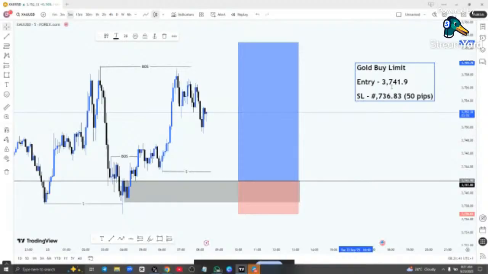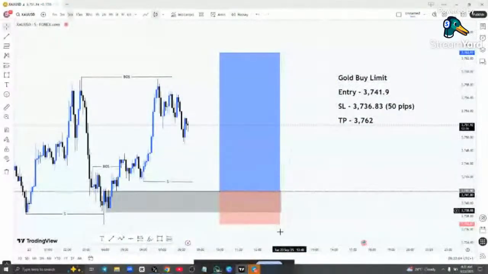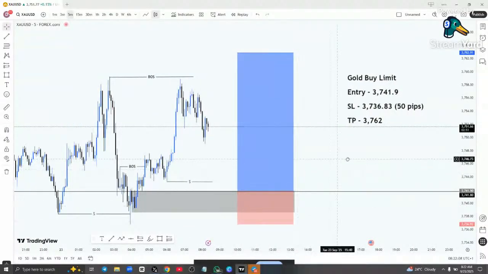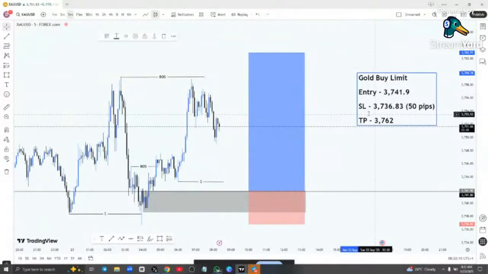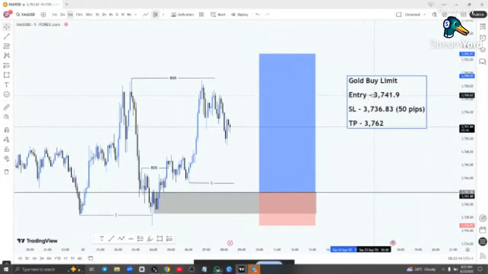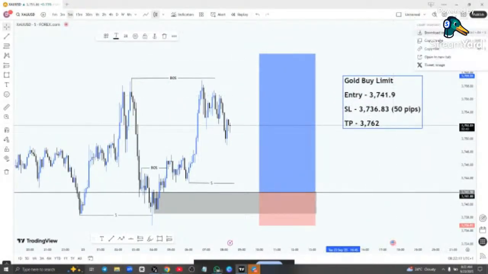Calculate your risk and then take the trade. Then take profit. I'm targeting 1:4, and the take profit is about 3,762, of which obviously, with the way gold is moving, gold is gonna get to over 4,000 probably before the end of the year. It's gonna get to over $4,000, right? With the way it's moving, right? So let's see how this buy will hold. Let's see how this buy will go.